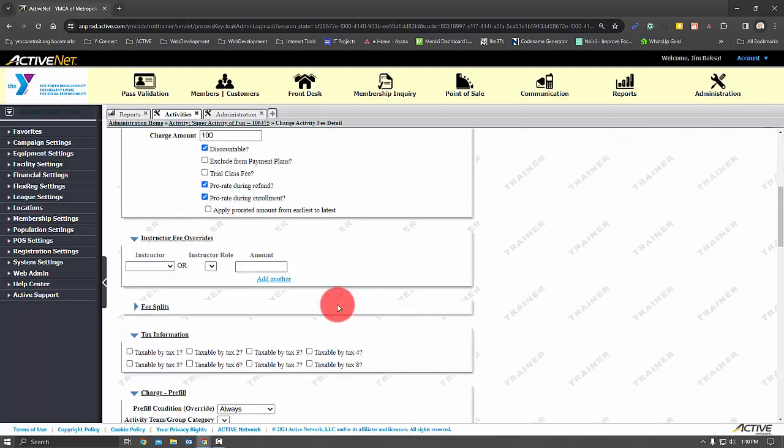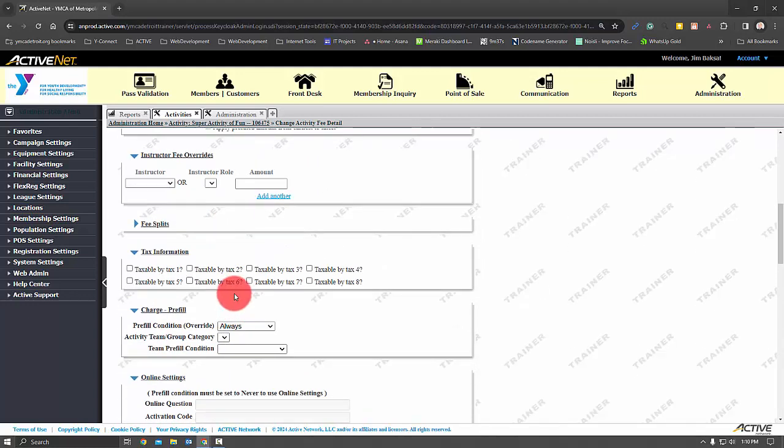Instructor fee overrides, that's nothing we're going to deal with. Fee splits, that's nothing we're going to deal with either. This is one of those advanced programming functions. Tax information, if you're selling a product and it's a physical product, you need to charge sales tax on it. We can discuss that in future sessions.